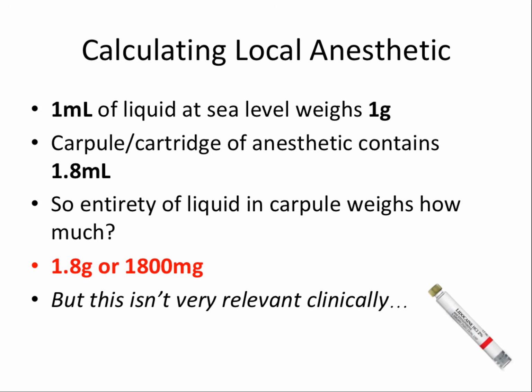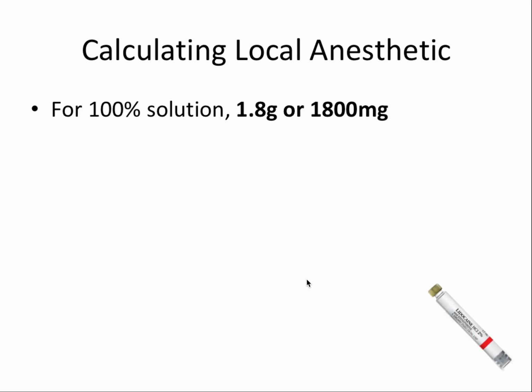So this is helpful, but it's not very relevant clinically because we want to know how much of the actual local anesthetic drug is in this carpule. We don't really care about the entire liquid because there's a lot in there. There's the vasoconstrictor, there's preservative, liquid vehicle like saline, and distilled water. So there's a whole bunch of components, but we only want to know how much the little bit of local anesthetic weighs. So how do we figure that out?